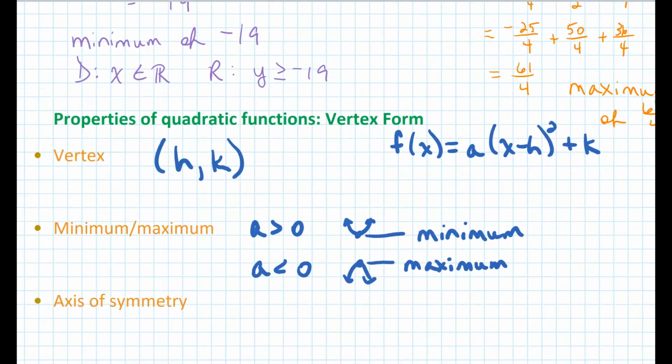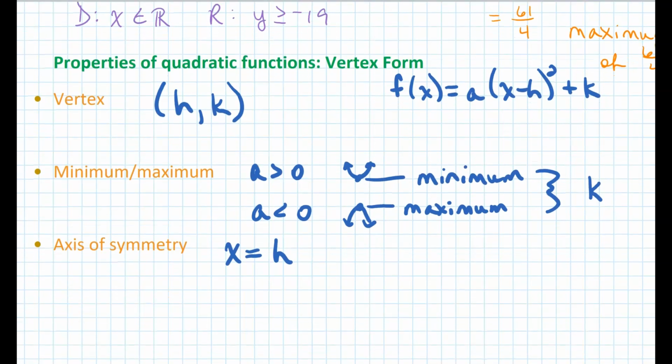Okay. And what did we say about the axis of symmetry? It's h. x is equal to h. And what is nice about this form? Do you have to solve for the max or the min? No. It's given to us. It's the k value. Oh, because k is the y-intercept? It's not the y-intercept, it's the y value of the vertex. Yep.